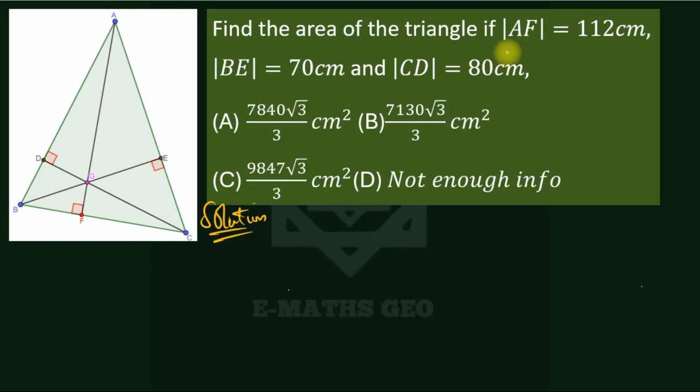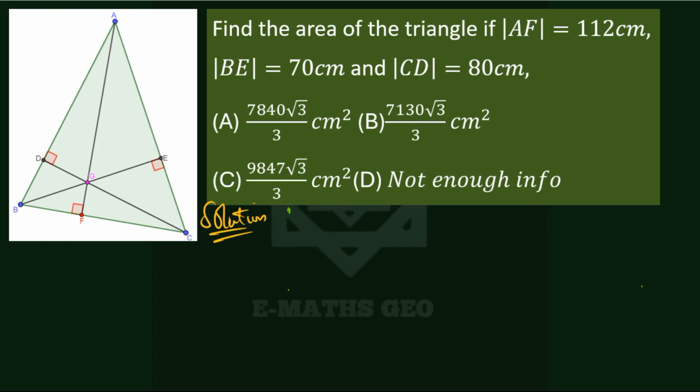Find the area of the triangle if AF is 112, BE is 70 cm, CD is 80 cm. So from the diagram, we can easily see that what we are given are the heights of the triangle. So we're going to solve this using the formula for the area of a triangle given the height.